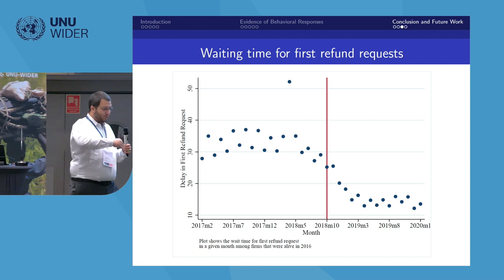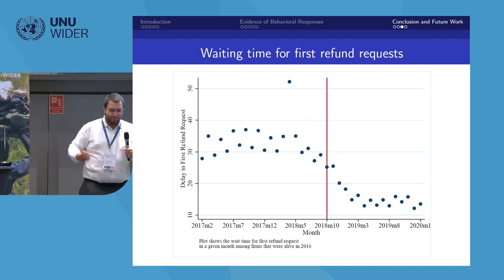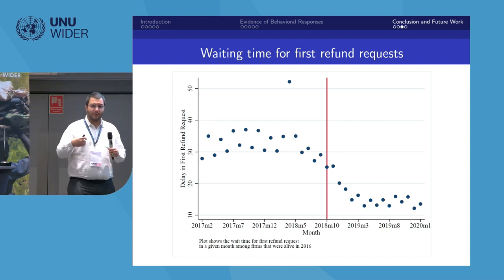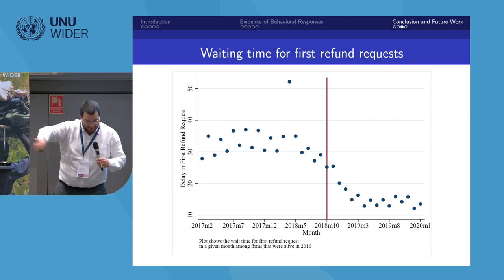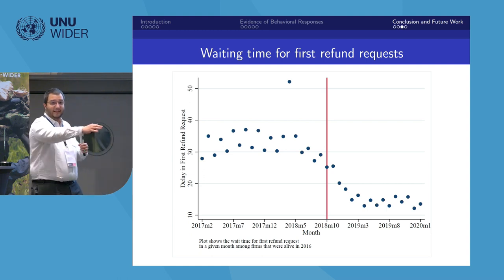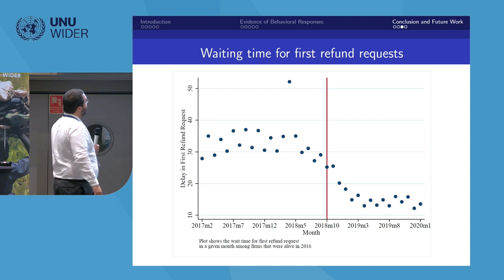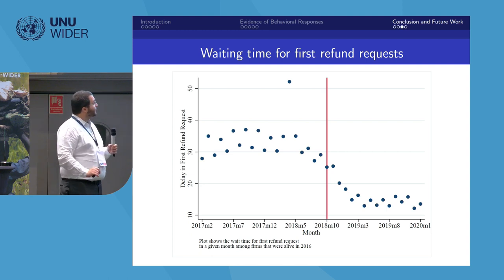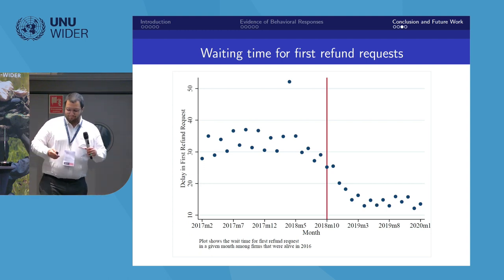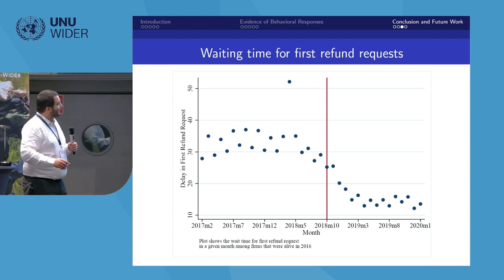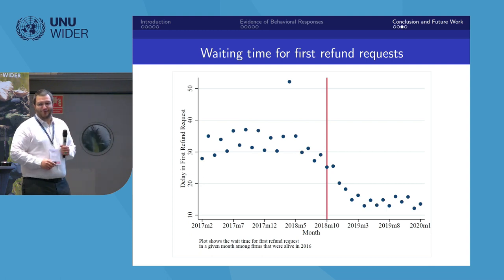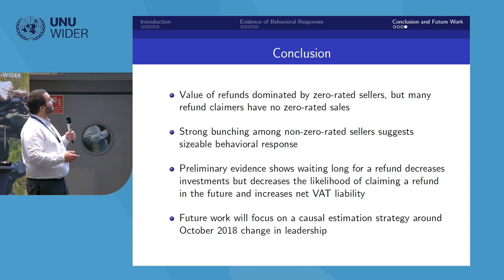So this is what we're planning to do. We're thinking of doing diff-in-diff pre-post first refund request, where treated is first refund request happening after October 2018, and the control group is first refund request happening before 2018, which is going to allow us to check for parallel trends, of course. That all still needs to happen, but we're very much looking forward to that and to any of your comments.